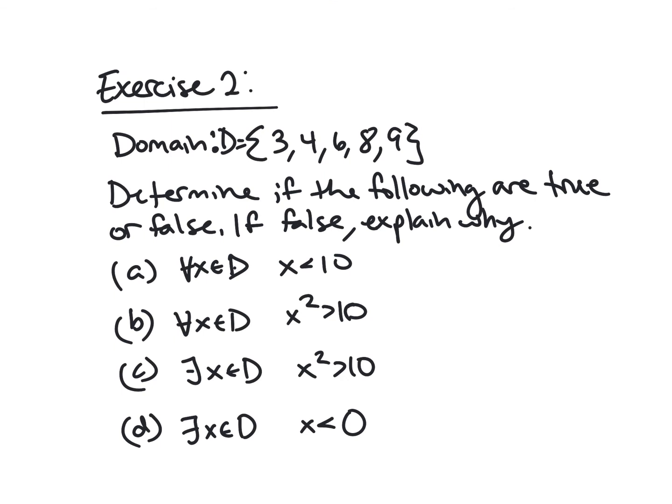And for your second exercise here, I'm going to limit the domain, so no longer just the real numbers. You're only considering the values, so x values from 3, 4, 6, 8, or 9. And I want you to look at these 4 quantified predicates and determine whether they're true or false. And if they're false, explain why.